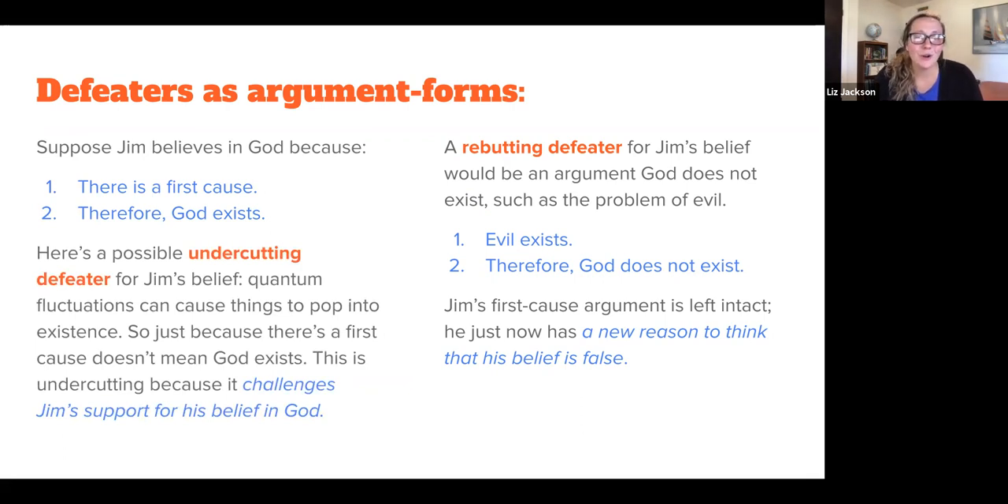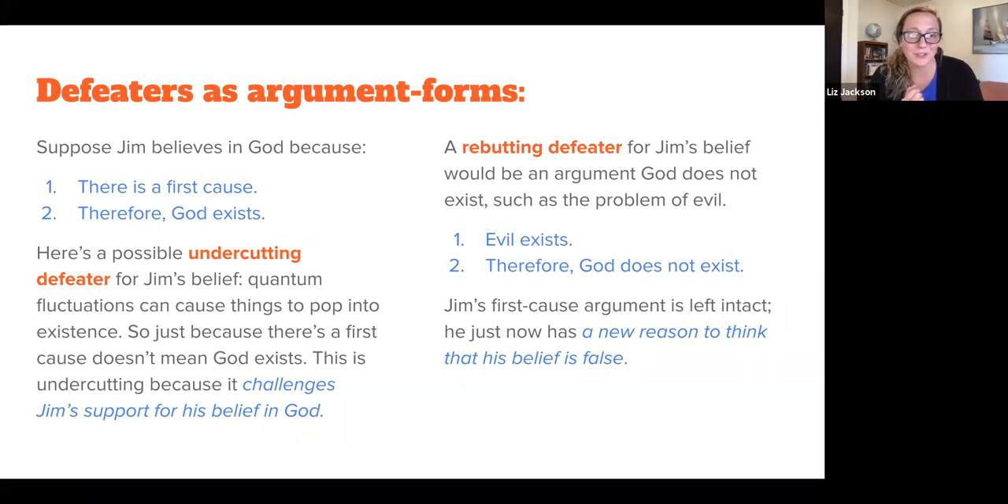Okay, so we've talked about undercutting and rebutting defeaters. We can understand this distinction in terms of argument forms, and I think this is kind of helpful. So let's say Jem believes in God because of this: there is a first cause, and if there's a first cause, then God exists. So therefore God exists. So here's a possible undercutting defeater for Jem's belief.